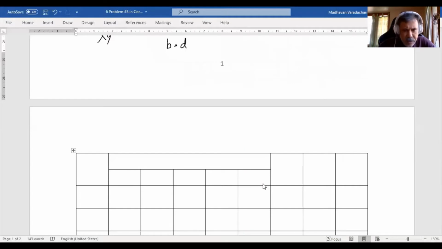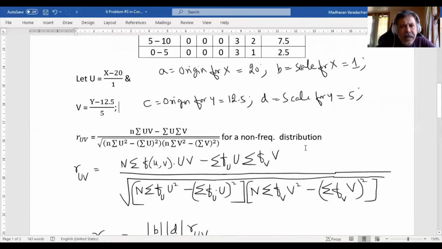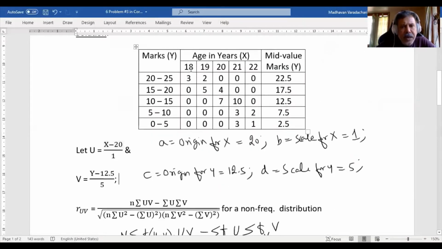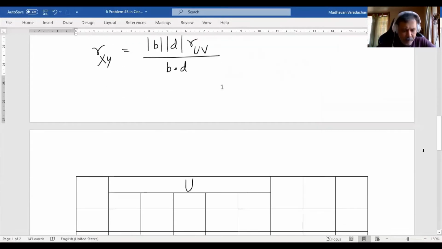Here I will consider u. So let us calculate u correspondingly. What is u? It is x minus 20, divided by 1, means 18 minus 20 by 1. So it becomes negative 2. 19 minus 20 by 1, it is negative 1. 20 minus 20 is 0. 21 minus 20 is 1. 22 minus 20 is 2. Everything is getting divided by 1, so nothing will change. So we will have here minus 2, minus 1, 0, 1 and 2. That will be our u values. These are all u values.